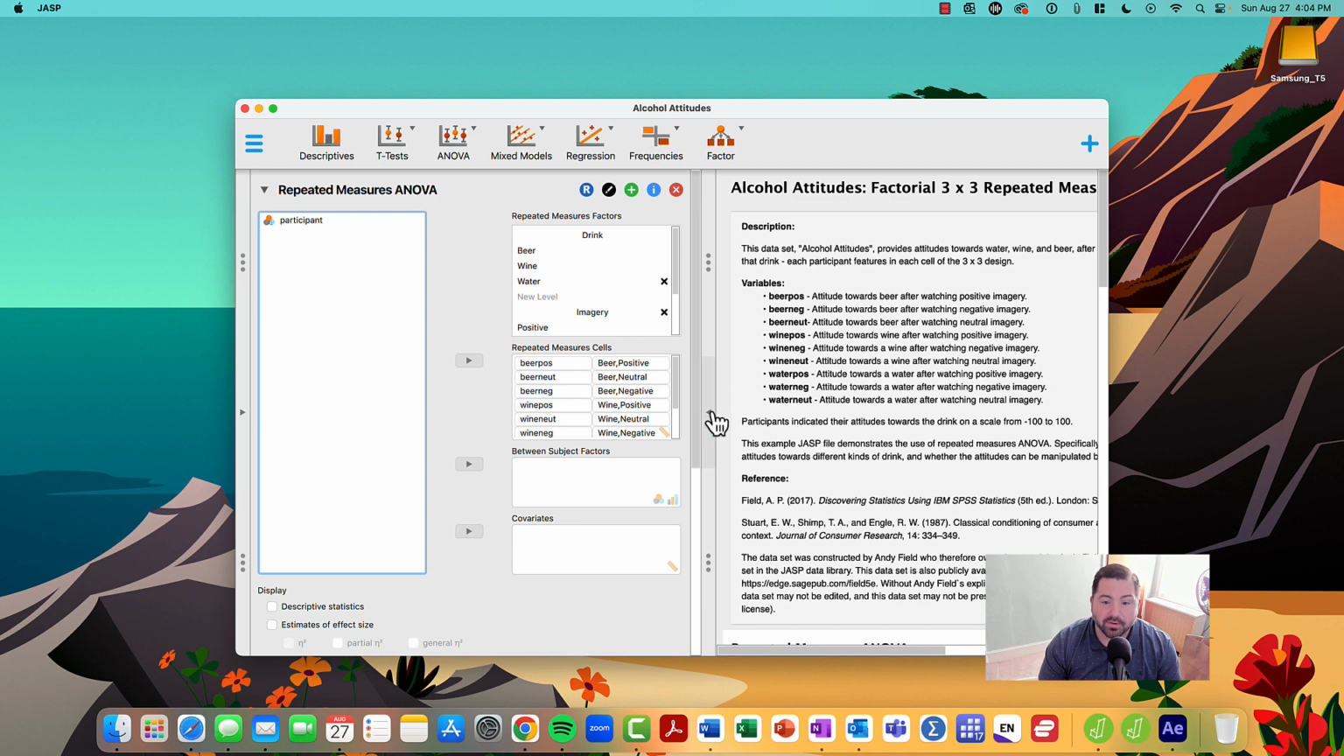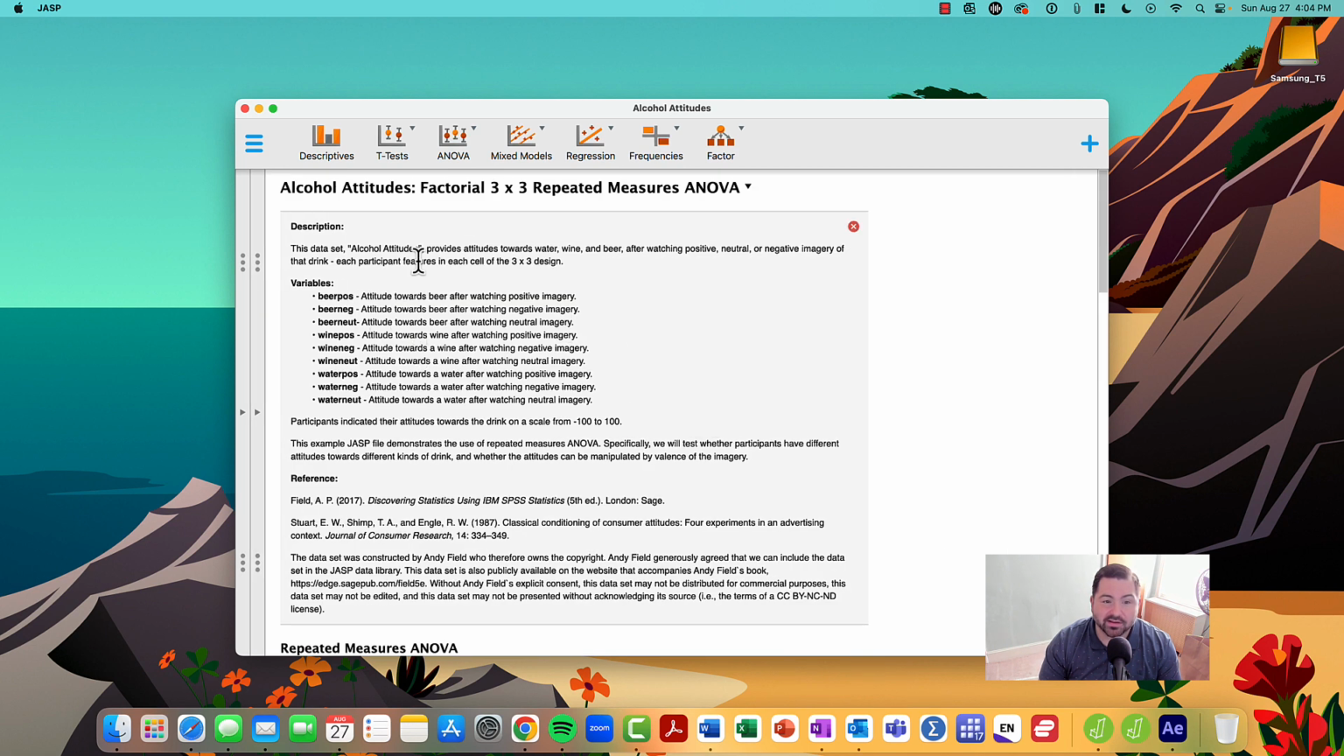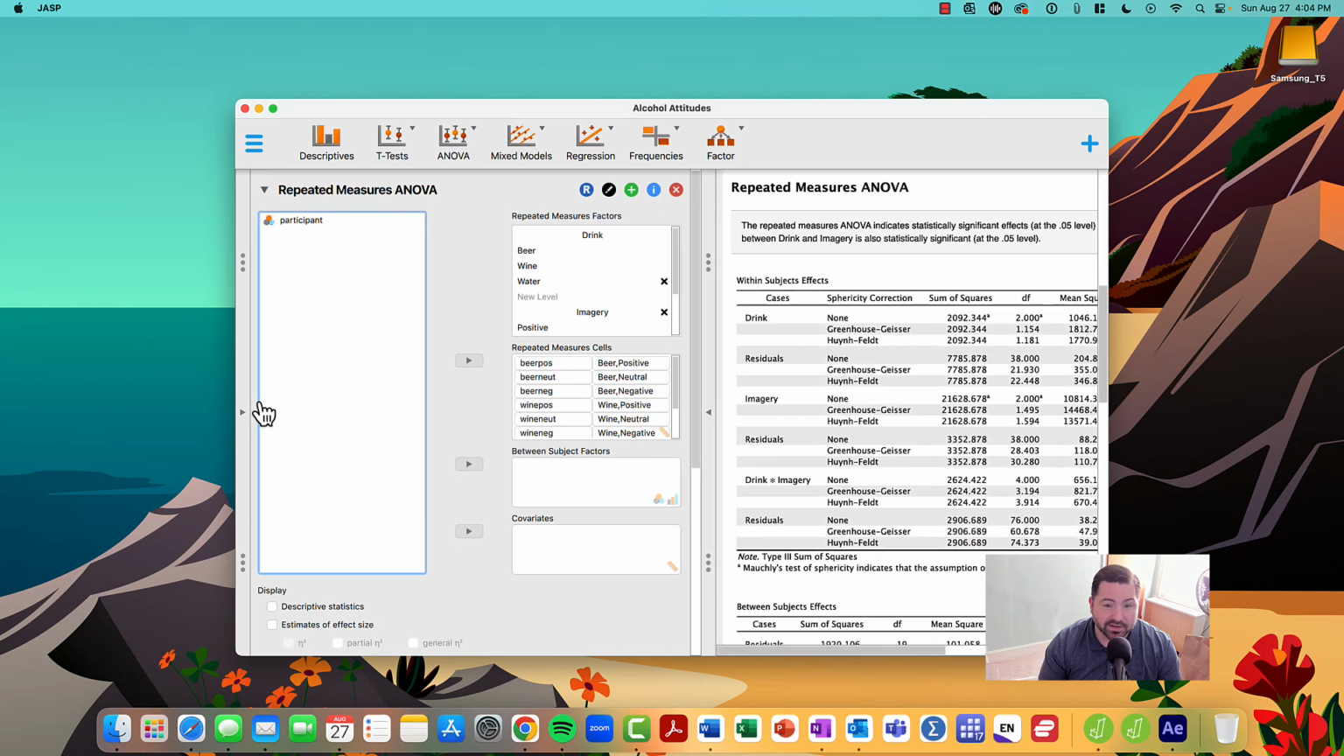When you open it up, become familiar with the data set. You can see that it says that it provides attitudes towards water, wine, and beer after watching positive, neutral, and negative imagery of that drink. Each participant featured in each cell is a 3x3 design. And so this is a 3x3 repeated measures ANOVA, but we could perform it on the basis of a one-way repeated measures ANOVA. The key here is that all participants are receiving all possible exposures in this particular data set. And so that's completely fine for purposes of this test.